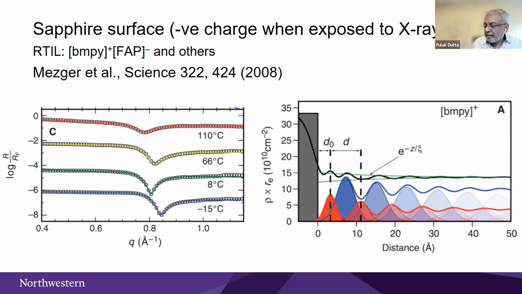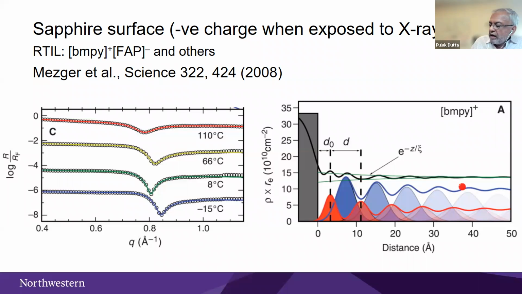As a function of temperature, particularly at lower temperatures, they found this minimum. Notice the minimum is at about 0.8 something. I'll come back to that point, but this is something like the size of the anions and cations. And so the data can be fitted with a model of alternating layers of anions and cations. And indeed, there are molecular dynamics and theoretical predictions that there should be these alternating layers.